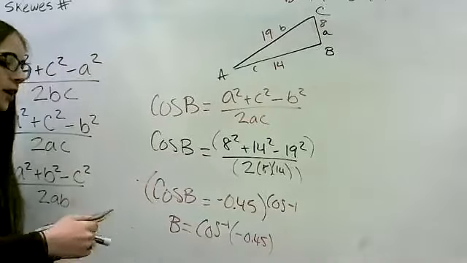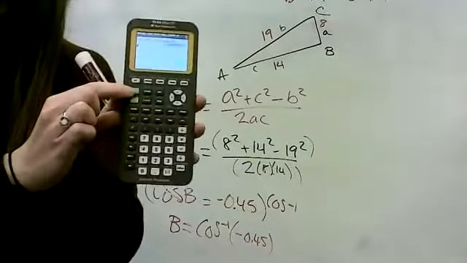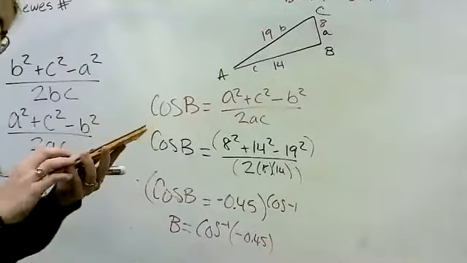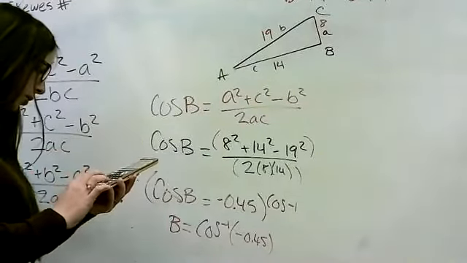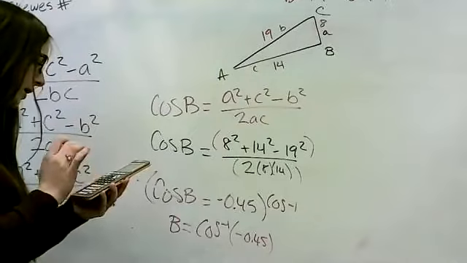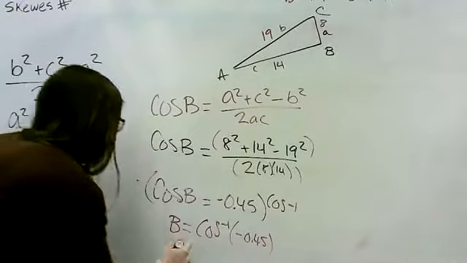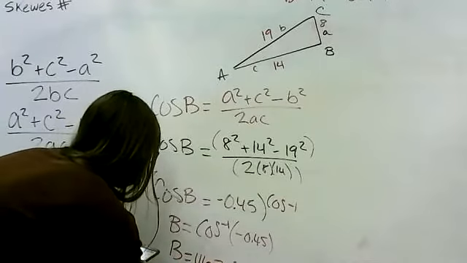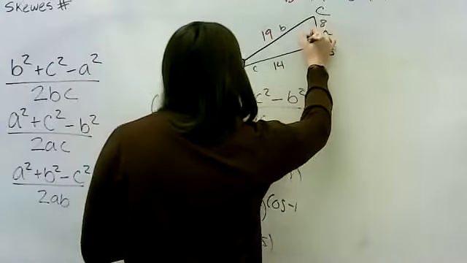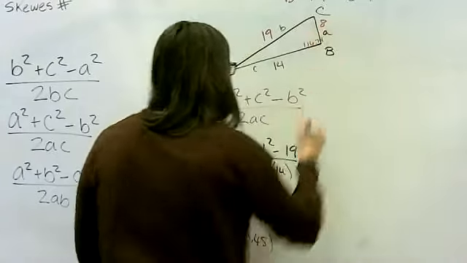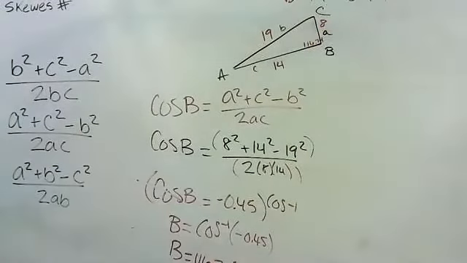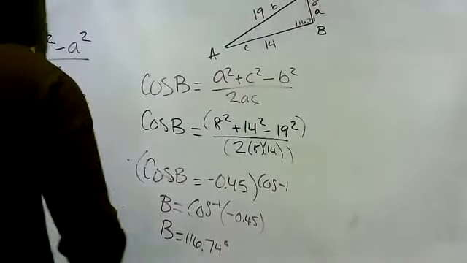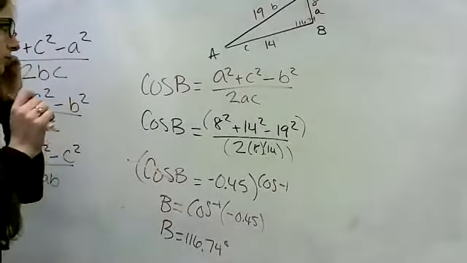The way we put this in our calculators is we go to the second button and then down to the cosine button, then type in negative 0.45 and enter, which will get me a B value of 116.74 degrees. I'll come record that up here. Okay, 116.74 degrees. Again, always finding that largest angle first to begin with.